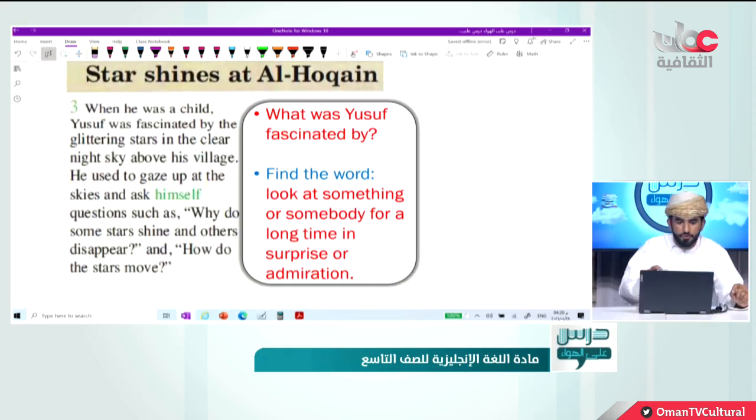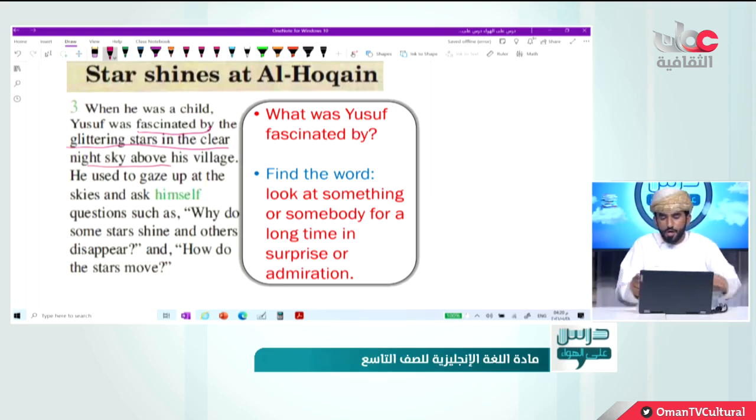Let's go because of the time. Yes, I'm about to finish. The time is running too fast here. Star shines at Al-Hokain again. What was Yusuf fascinated by? Fascinated by, teacher. This is the one. Okay, the answer is followed immediately, the answer is right after this one. Fascinated by the glittering stars and the clean night sky above his village.